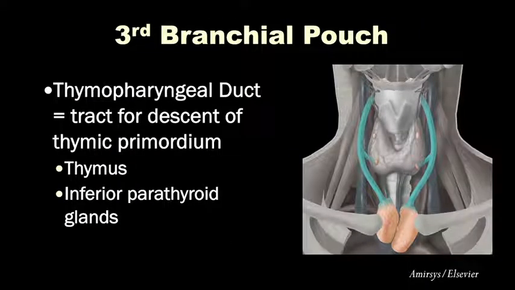Let's talk about the third branchial pouch. It gives us the thymus and inferior parathyroid glands. The thymus will descend from the superior neck to the mediastinum between 6 and 9 weeks gestation and sort of carry the inferior parathyroid glands along with it and drop them off along the posterior inferior thyroid gland.